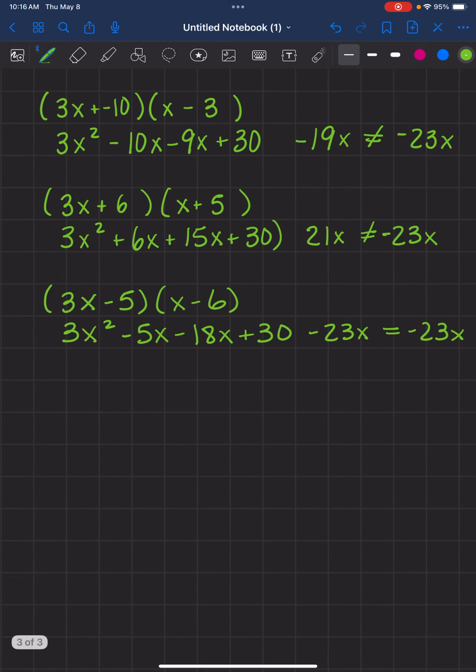So we have the right answer. That means that we have 3x minus 5 and x minus 6, but we cannot forget something very important, which is that we factored out a 3 right at the start of our work. Put that right back here on front, and we have our answer.